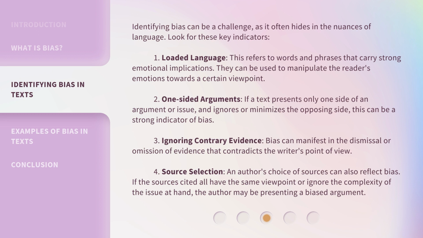2. One-sided arguments. If a text presents only one side of an argument or issue, and ignores or minimizes the opposing side, this can be a strong indicator of bias. 3. Ignoring contrary evidence. Bias can manifest in the dismissal or omission of evidence that contradicts the writer's point of view. 4. Source selection. An author's choice of sources can also reflect bias. If the sources cited all have the same viewpoint or ignore the complexity of the issue at hand, the author may be presenting a biased argument.